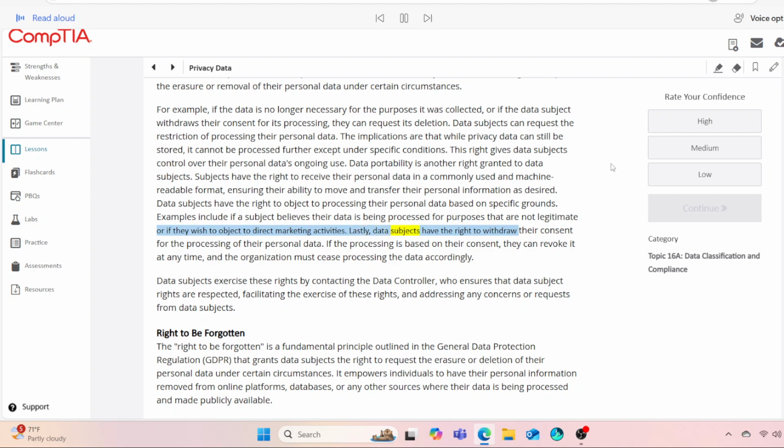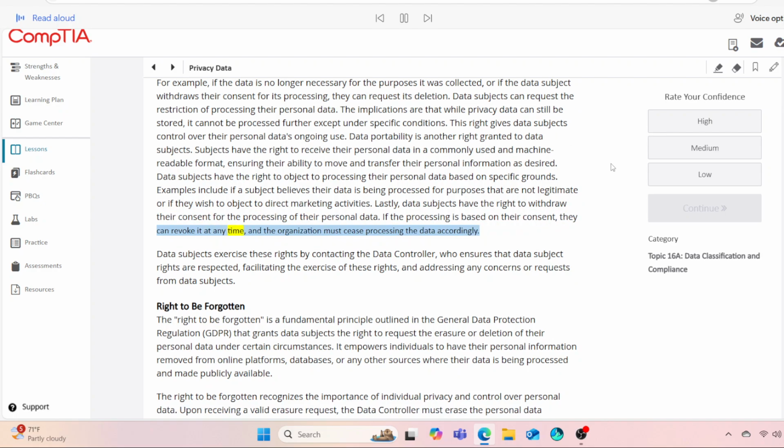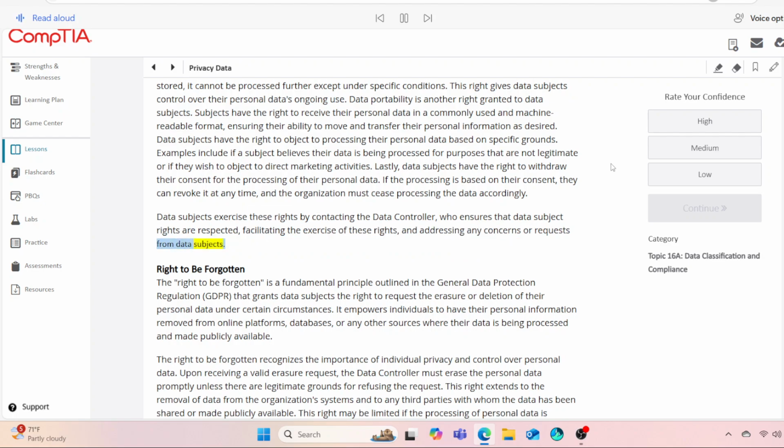Lastly, data subjects have the right to withdraw their consent for the processing of their personal data. If the processing is based on their consent, they can revoke it at any time, and the organization must cease processing the data accordingly. Data subjects exercise these rights by contacting the data controller, who ensures that data subject rights are respected, facilitating the exercise of these rights, and addressing any concerns or requests from data subjects.